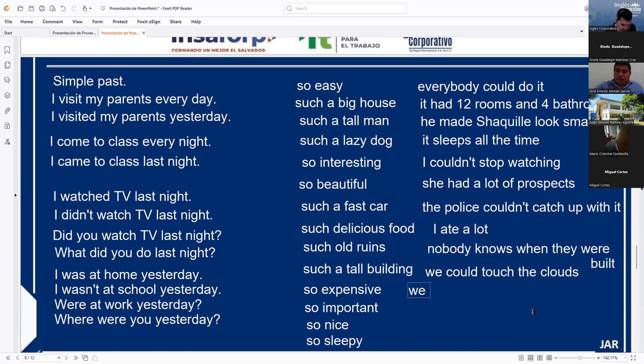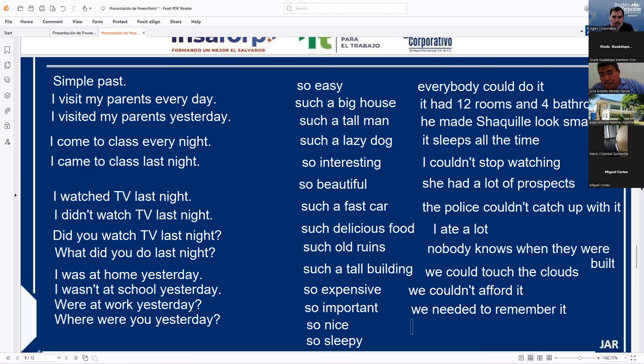So expensive. We couldn't afford it. So important. We needed to remember it. So nice. We all liked it. So sleepy. Hey, I fell asleep in a second.